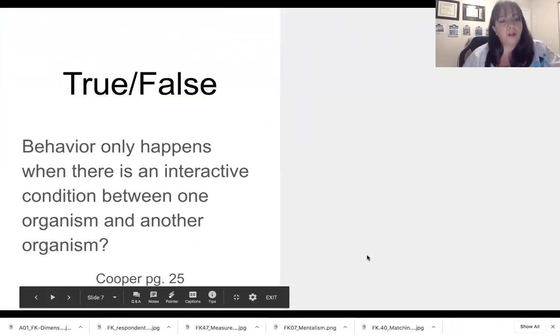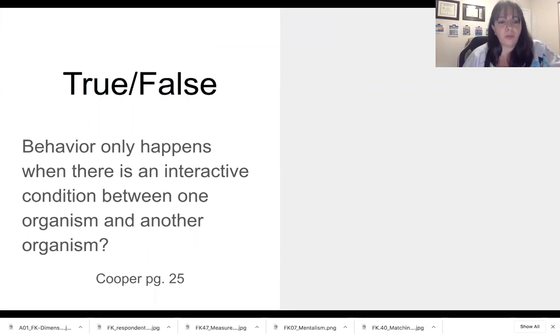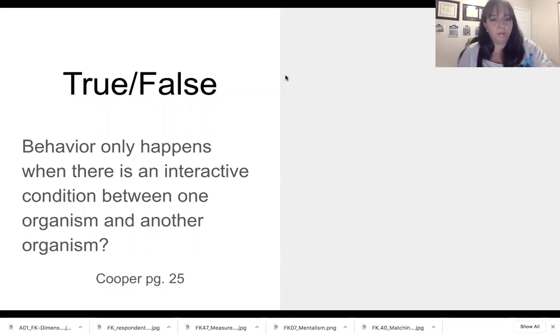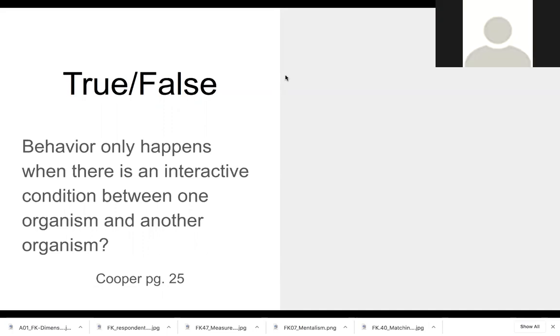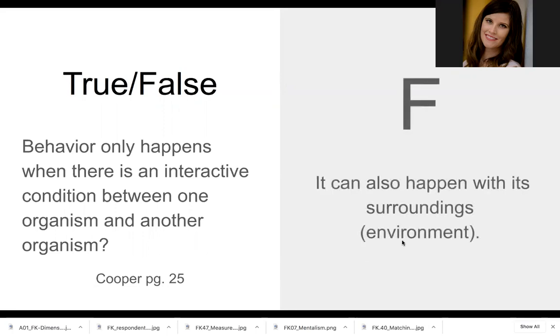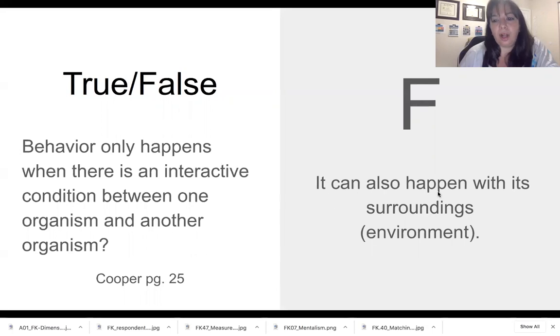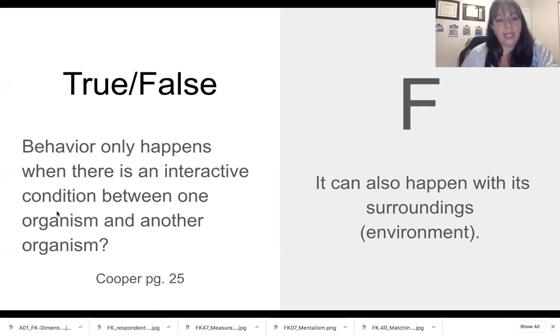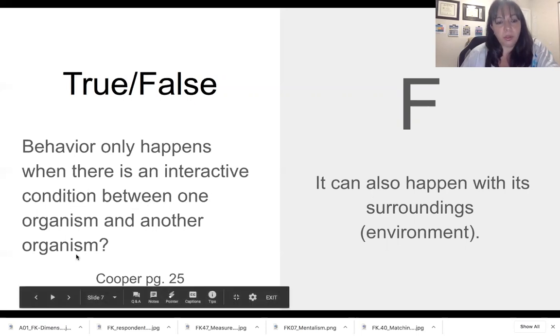True and false question. Behavior only happens when there is an interactive condition between one organism and another organism. True or false? Make sure you read the question carefully. False. The reason it's false is because it can also occur with the surroundings. I put purposely the word only, and I also put between organism and organism. Yes, that's true, but is it only? No, it's not. So we can do it also with surroundings. Good job.